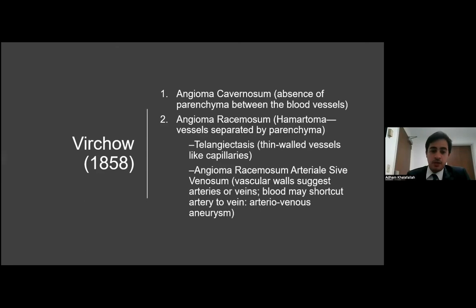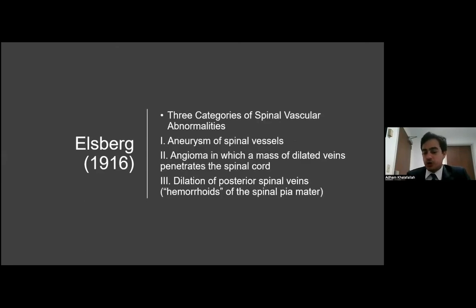Moving on, as I mentioned, Elsberg, by doing the first cases, also gave his classification where he described the vascular malformations, either an aneurysm of the spinal vessels, or an angioma in which a mass of dilated veins penetrates the spinal cord, and then he described what is called hemorrhoids of the spinal pia mater, or dilatation of the posterior spinal veins, which could be many different things, whether it's a dural AV fistula or an AVM. It was not very clear at that time for him.